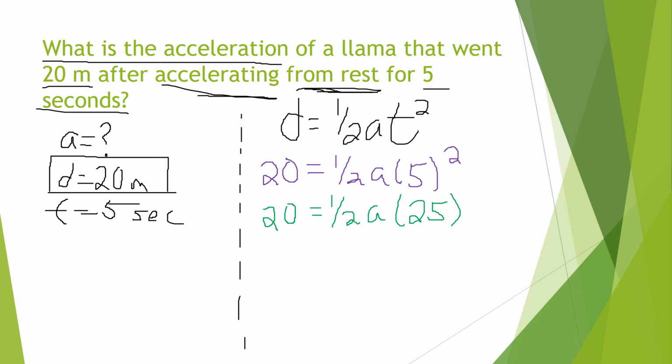Okay, well, what do I do now? Algebraically, multiplication is commutative, which means the order in which I do it doesn't matter. So I can take 1/2 of 25 and not have it be a problem. If I do 25 divided by 2, or 25 times 0.5, or however you want to think about it, I'm left with this. 20 equals 12.5a. I took half of 25.